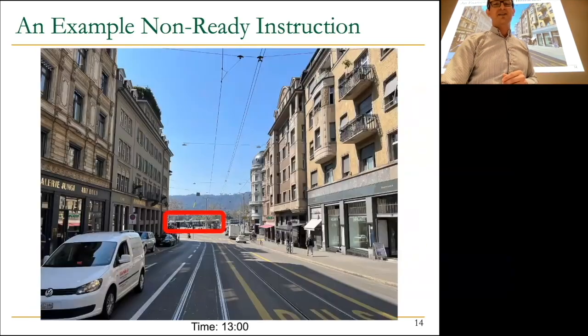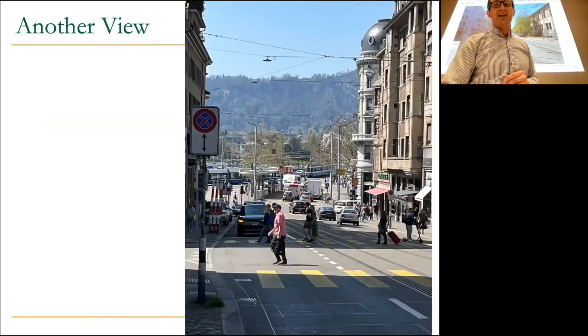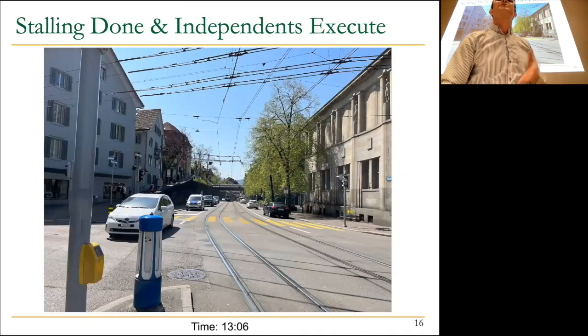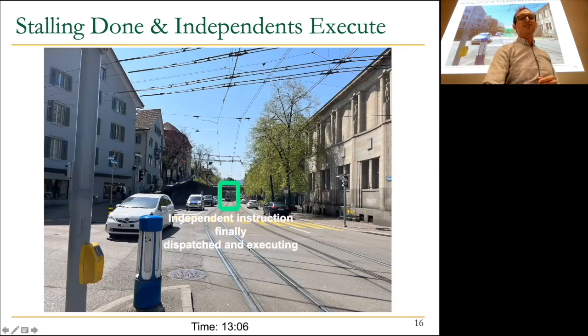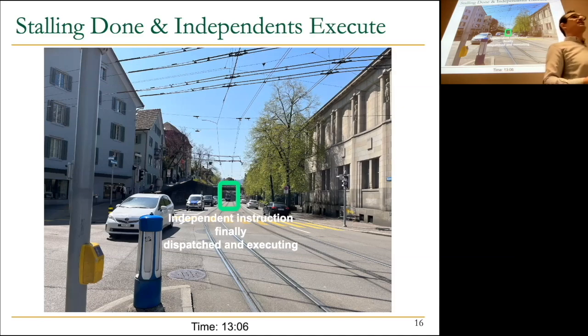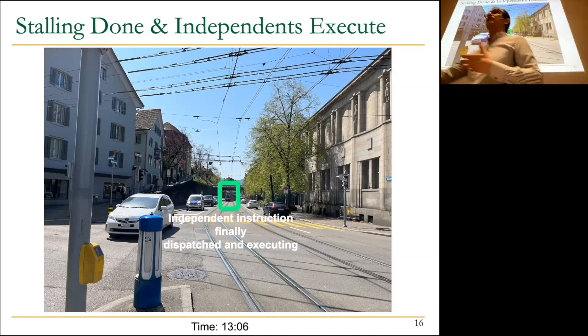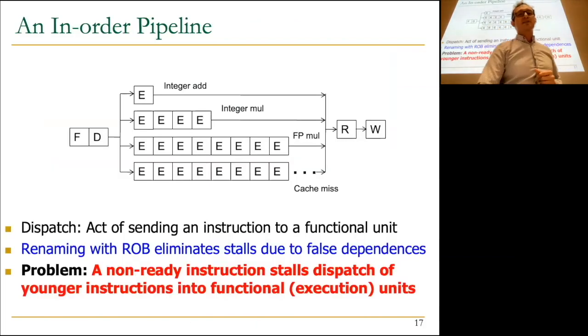Okay, so you can see the consequences of stalling. People start walking as opposed to taking the tram. But finally, the independent instruction is dispatched and it's executing over here. But we don't want it to wait. If we know that an instruction can actually go ahead earlier than an older instruction, we should enable that instruction to go ahead so that we can get high performance, right? That's the idea. Okay, so that's the problem we're going to solve today, basically.